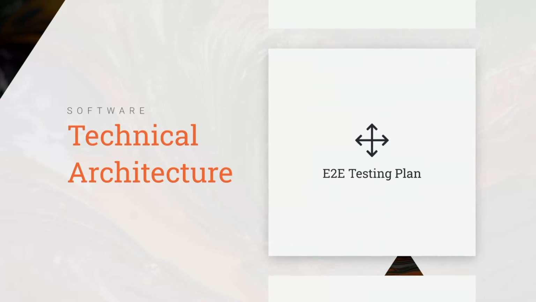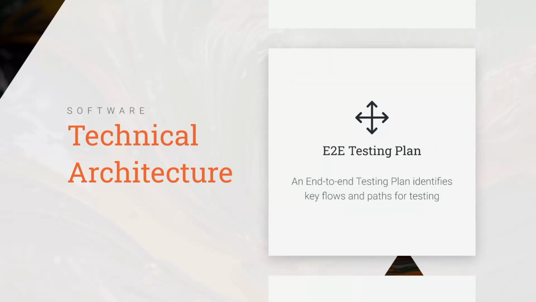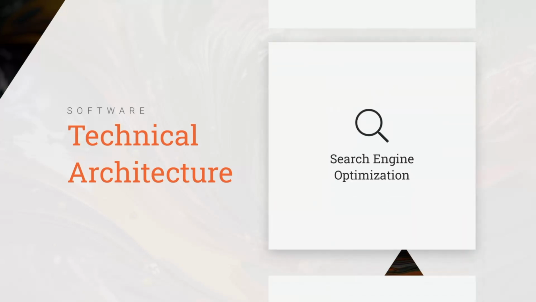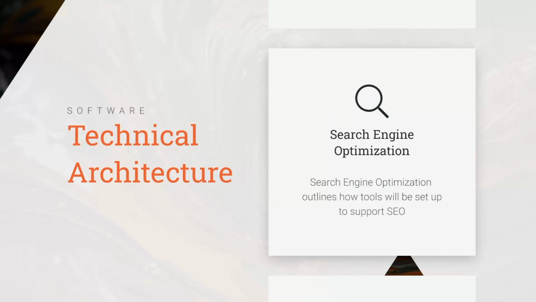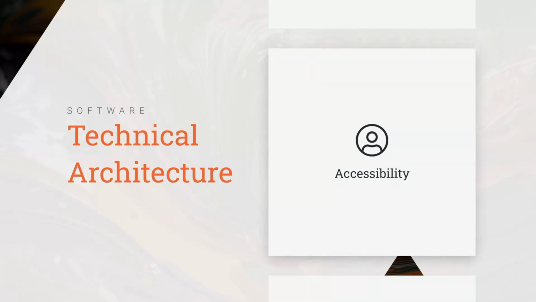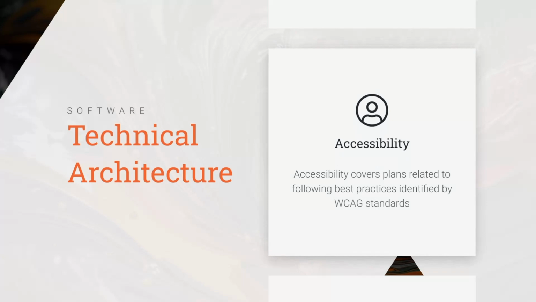An end-to-end testing plan identifies key flows and paths for testing. Search engine optimization outlines how tools will be set up to support SEO. Accessibility covers plans related to following best practices identified by WCAG standards. These guidelines are important for delivering an inclusive user experience.